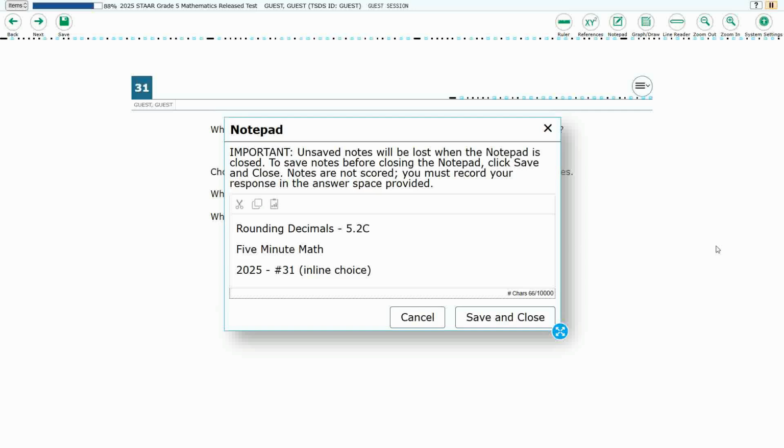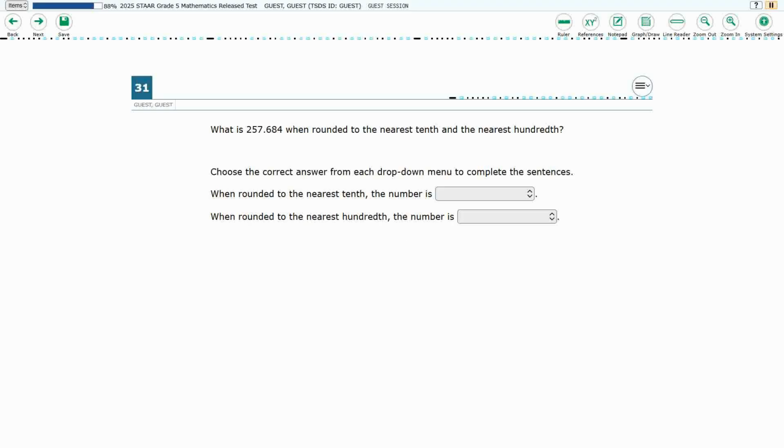Today we are looking at the fifth grade concept of rounding decimals. This is standard 5.2c in the great state of Texas, and we are using item number 31 of the 2025 released STAAR test. This is a new inline choice item type. It's worth 2 points, and if you haven't done so already, please go ahead and take a moment to pause the video, work this problem out on your own, unpause it, and we will look at our answers together.